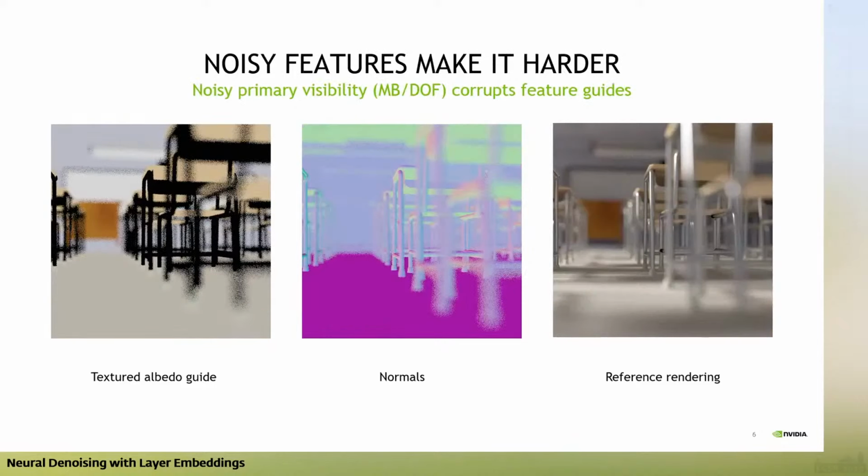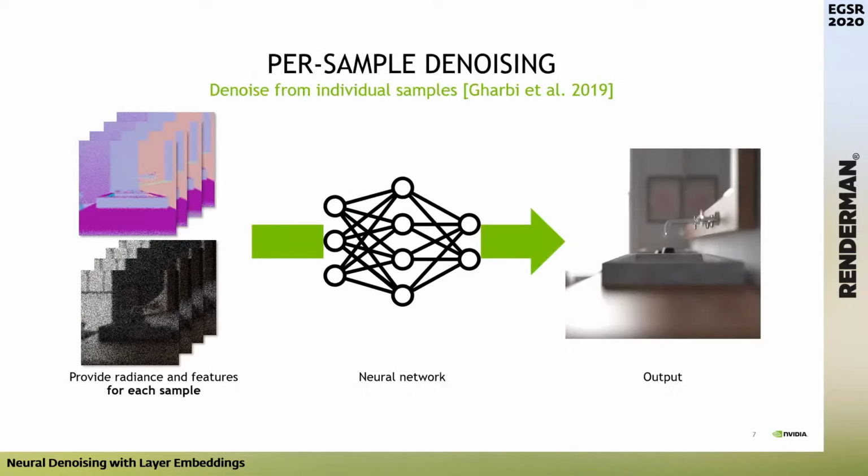However, if you add defocus blur, all of a sudden you have noise in these feature guides, and that complicates things. You no longer have the high frequency texture information in the albedo guide, and the geometric edges are only sharp in focus. A recent paper from Gurprit et al. has the idea to feed the denoiser with individual samples instead of pixel averages. So you provide a radiance value and the feature guides for each sample. And the hope is that this will create even better looking outputs. This is the main inspiration for our current work, and a very interesting paper.